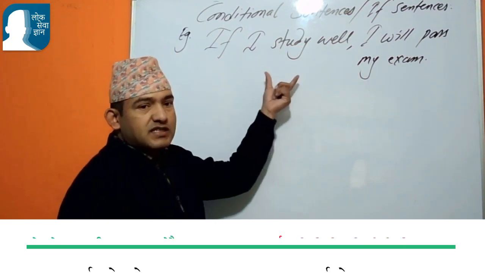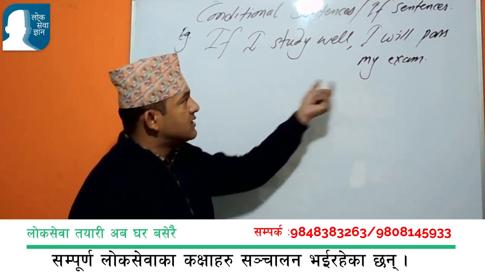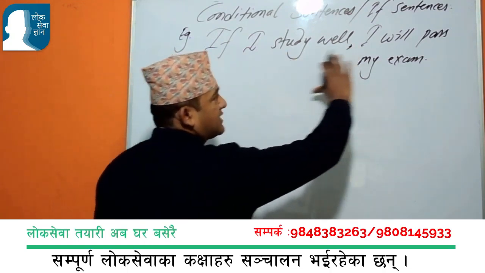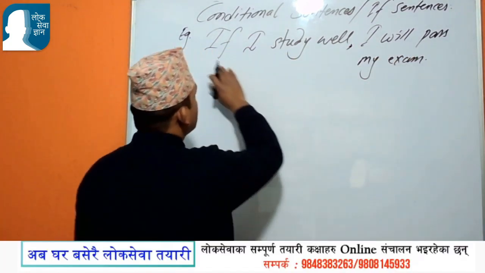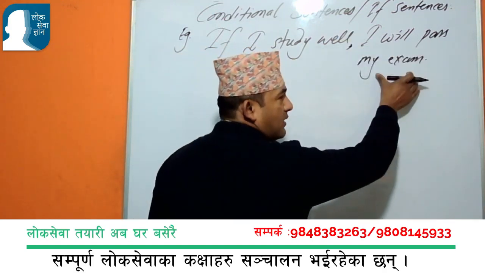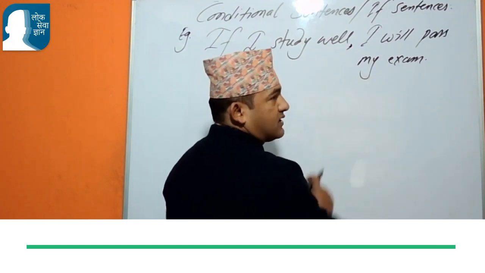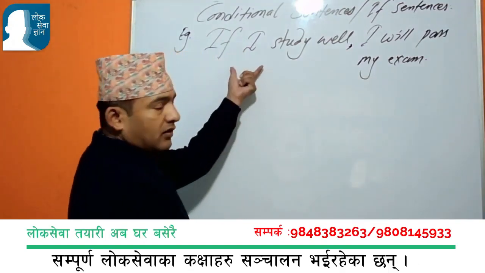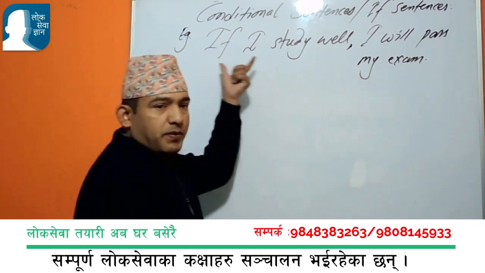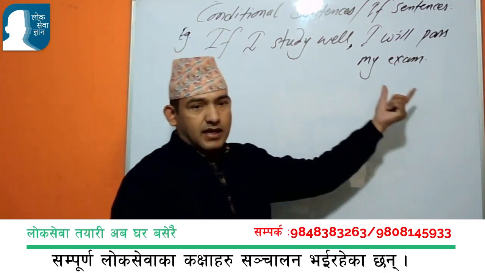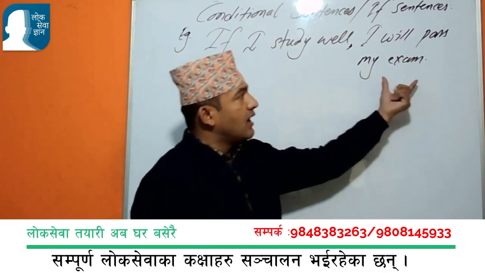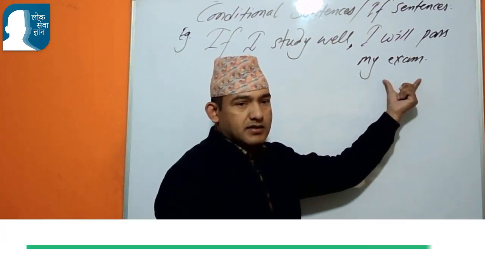A conditional sentence has two clauses. You can see the sentence is divided into two sections. If I study well, comma, I will pass my exam. There are two clauses: if clause and main clause. Some people prefer to say primary clause and secondary clause. This one is the if clause and the next one is the main clause.